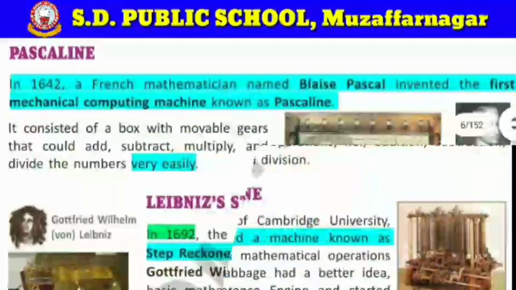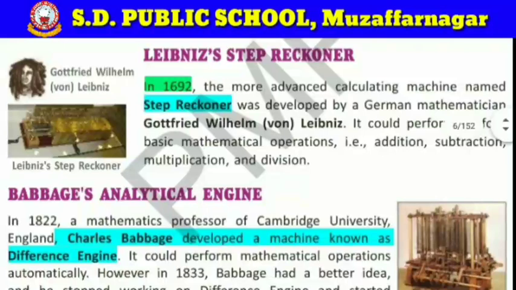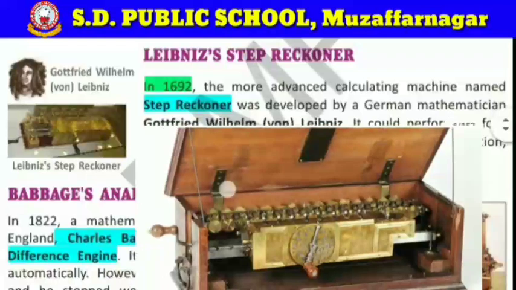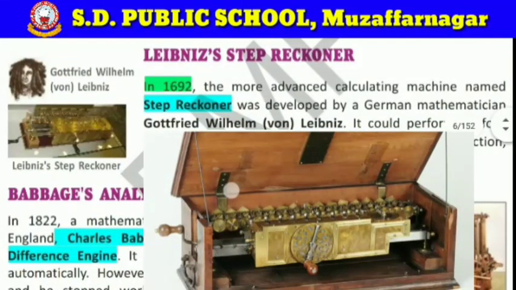Now, the next one is Leibniz step reckoner. In 1692, the more advanced calculating machine named step reckoner was developed by a German mathematician, Gottfried Wilhelm von Leibniz. Students, I am sure everything is clear in your mind up to here.